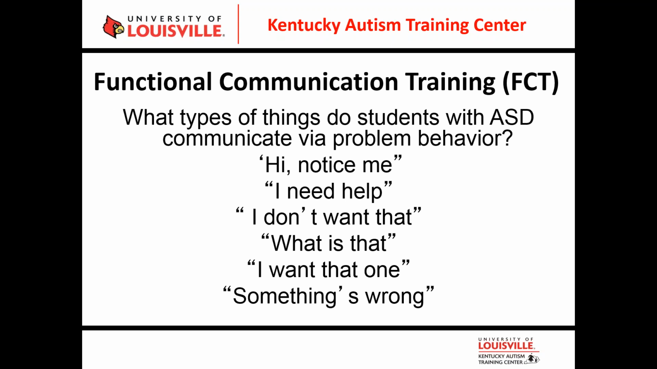Like, hey, notice me, so for attention. I need help, and sometimes that revolves around access to items. I need help to access this activity. I don't want that, so that goes back to the protesting. They may engage in hitting because they don't know what something is and they just want clarification. So what is that? Access to items: I want that one. Or we may see some self-injury when something's wrong. They can't communicate that my head hurts or that something happened. And so I engage in this because this is going on and I can't communicate to you that something is happening in my environment that I'm not fully aware of.